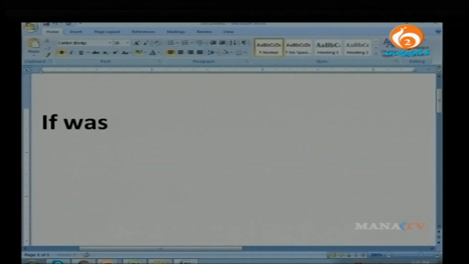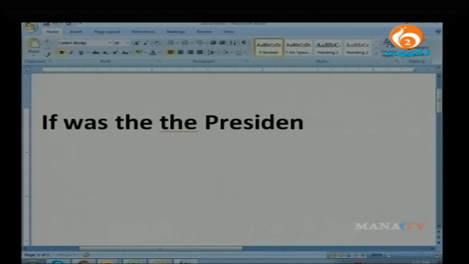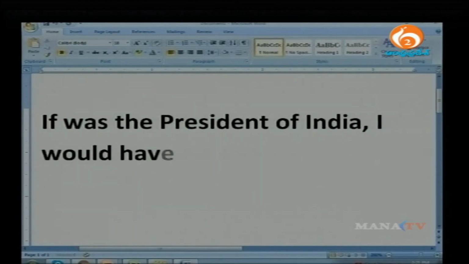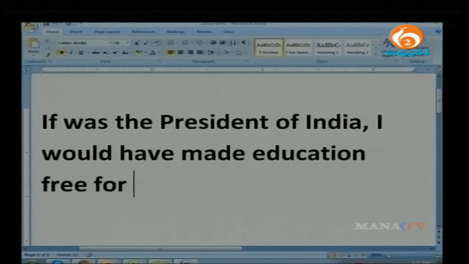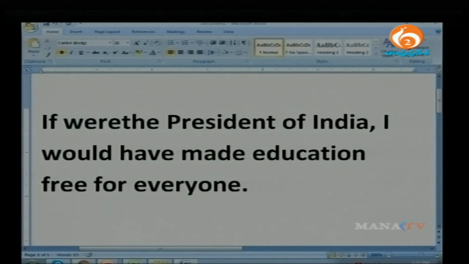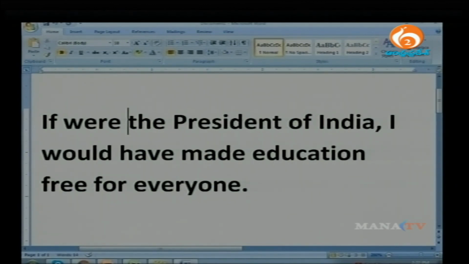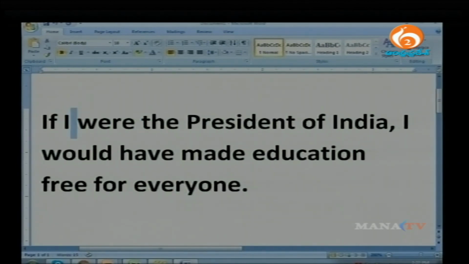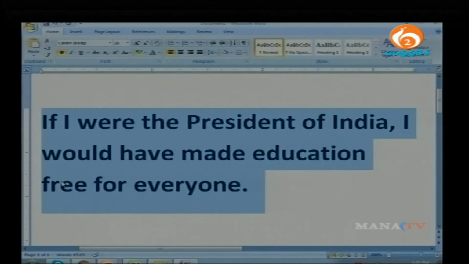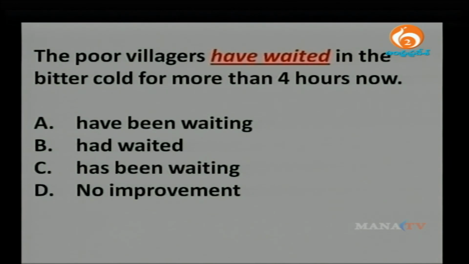For example, if I was the President of India, I would have made education free for everyone. Now if it's not was, it should be were. If I were the President of India, I would have made education free for everyone. So if it's a first person and a hypothetical situation, in that case you will use were. Okay. All right.